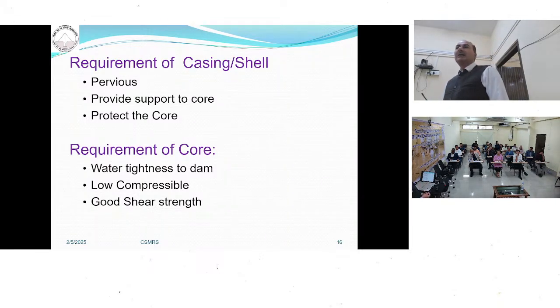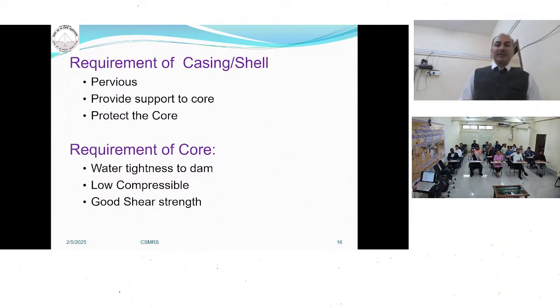Sir has discussed that the casing or shell of the dam should be pervious, because if it is not pervious, there are chances of development of pore pressure. So in the case of the casing, we choose such material. It is pervious, meaning it has high permeability, so there is no chance of development of pore pressure. The second function of the casing is to provide support to the core. Third is protection to the core.